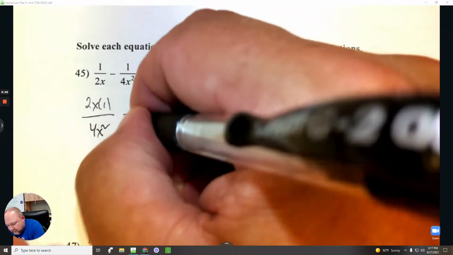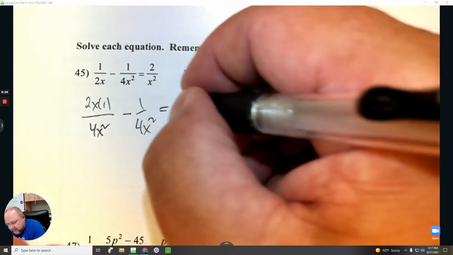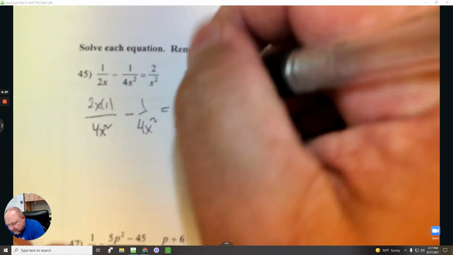The second fraction is perfect. The last one we need to multiply times 4, top and bottom.